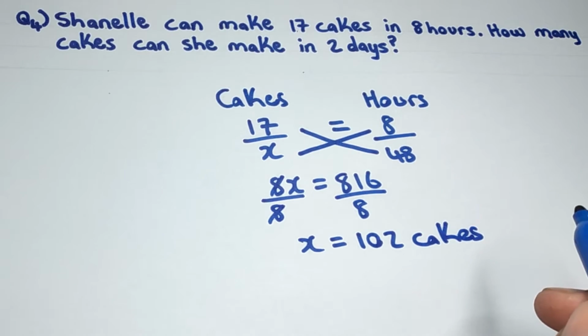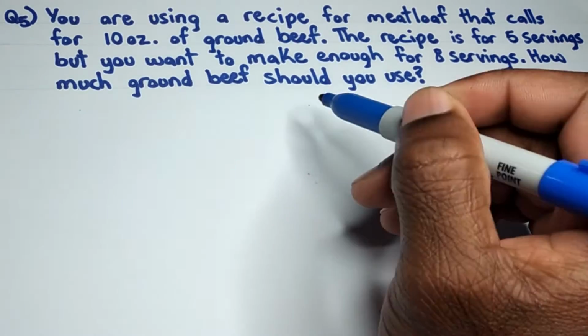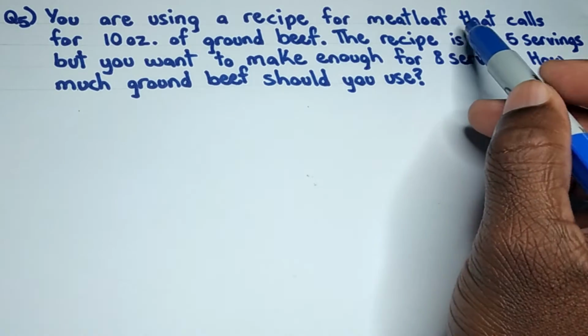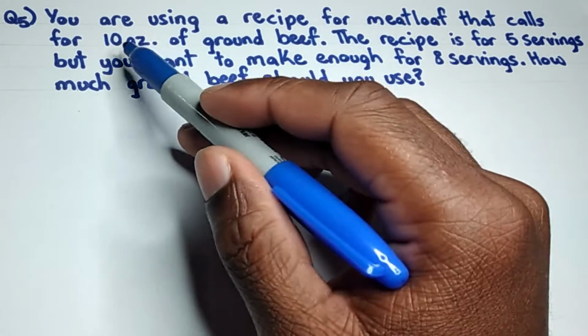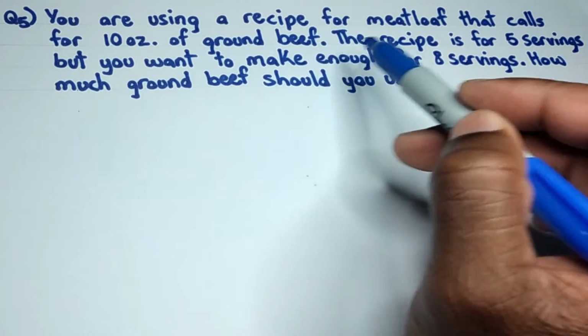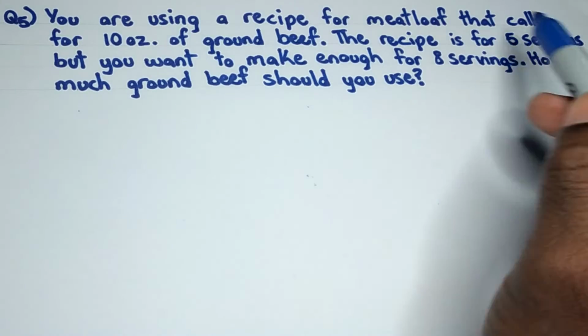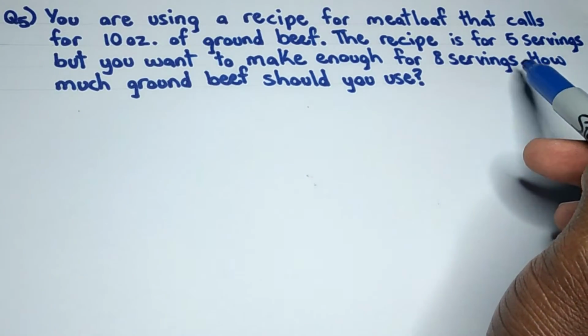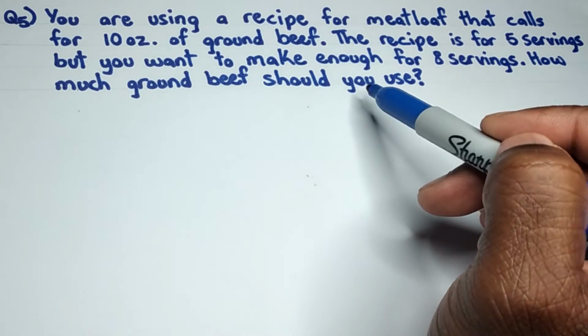Now let us look at question 5. So here we have question 5. You are using a recipe for meatloaf that calls for 10 ounces of ground beef. The recipe is for 5 servings, but you want to make enough for 8 servings. How much ground beef should you use?